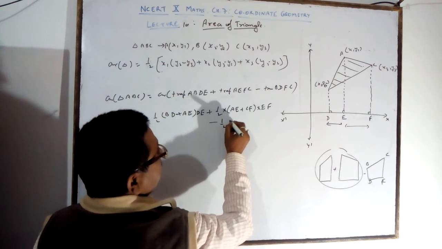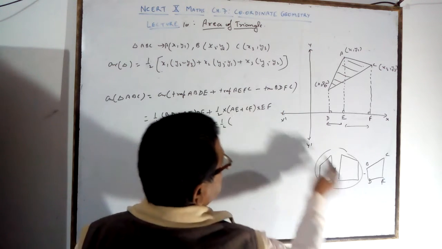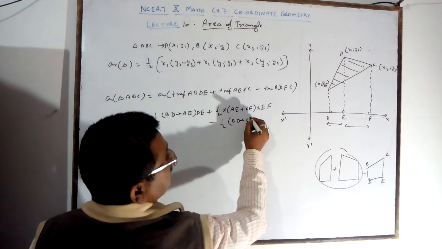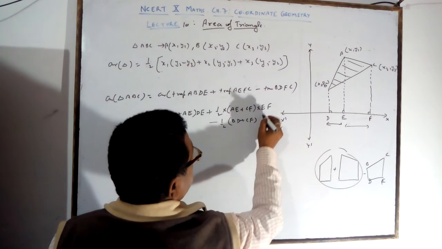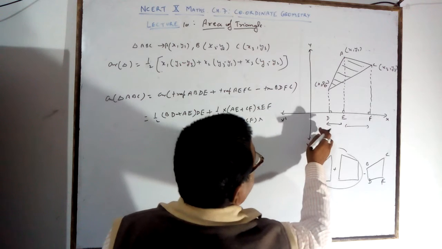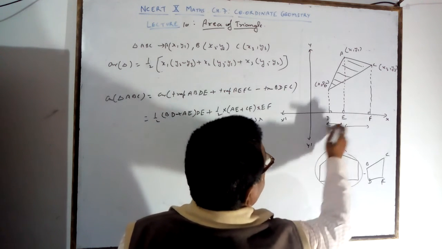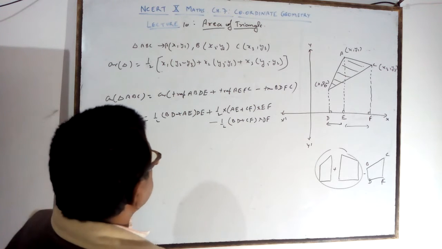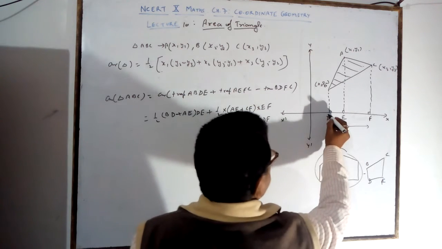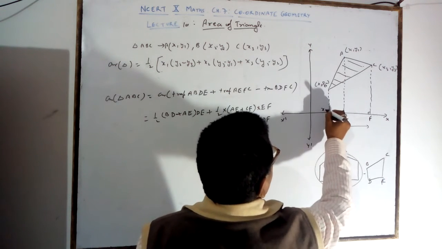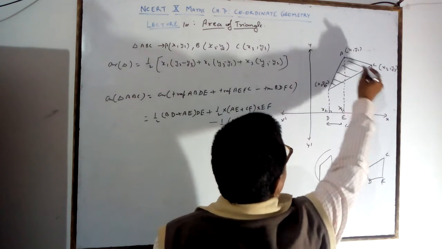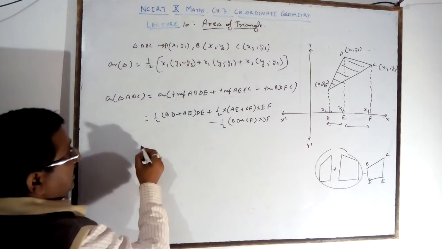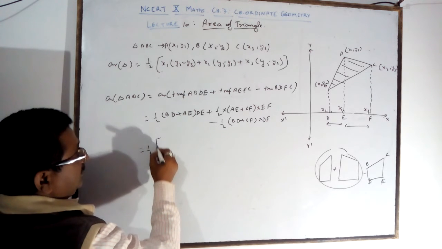minus half into the sum of parallel sides BD plus CF, multiplied by DF. Now you see, what are these lines? First you see, what is this D? D is actually x2. What is this? It is x1. What is this? It is x3. So, half is common in all.